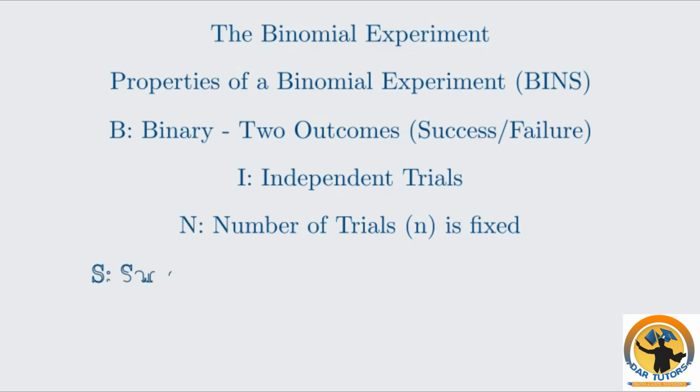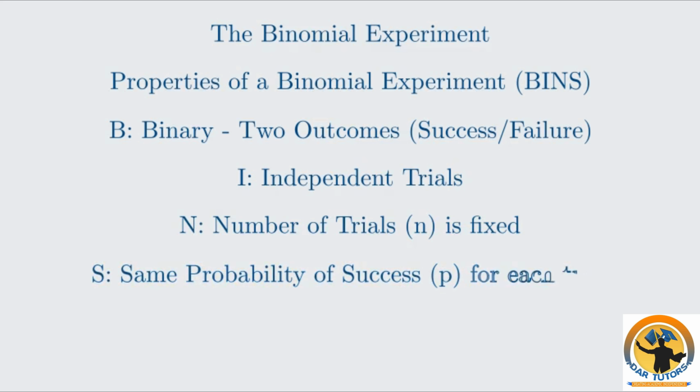Finally, S is for same probability. This means the probability of success, p, remains constant for every single trial. For a fair die, the probability of rolling a 6 is always 1/6.